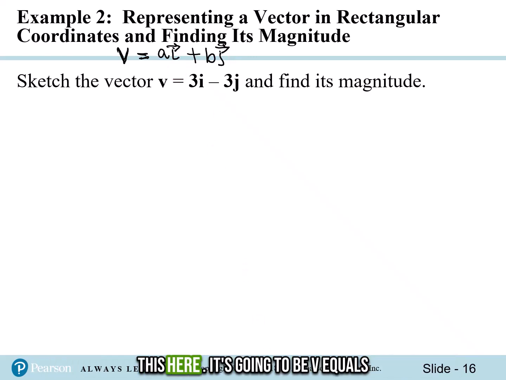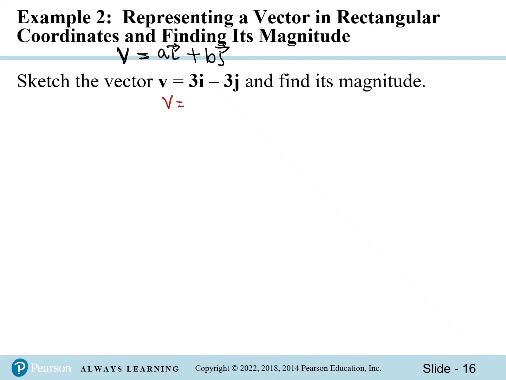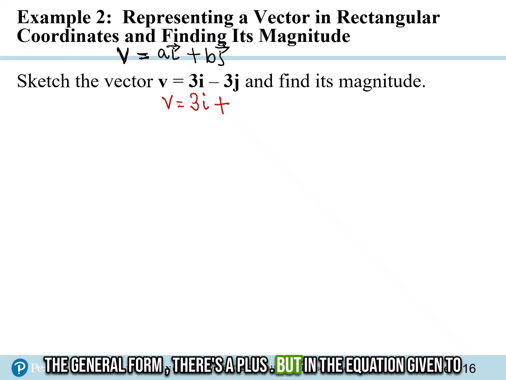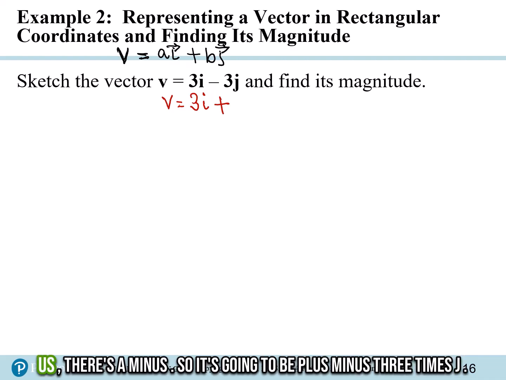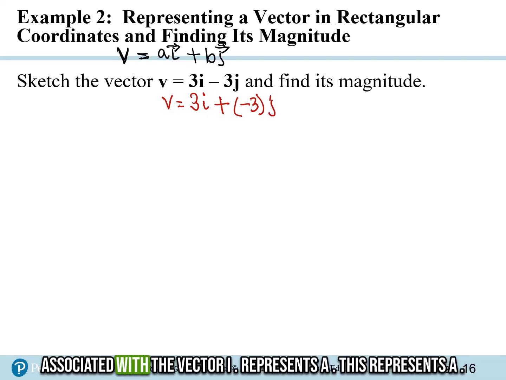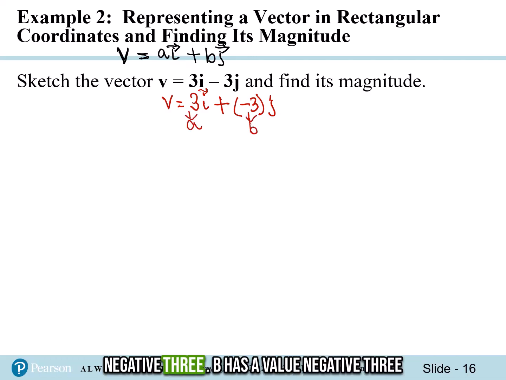So let's write this here. It's going to be v equals 3 times i, where positive 3 is equal to a. And then there is a plus, right? In the general form, there's a plus, but in the equation given to us, there's a minus. So it's going to be plus minus 3 times j. Now here, positive 3 associated with the vector i represents a, and b is negative 3. b has a value of negative 3.